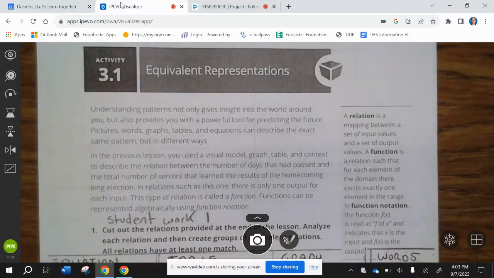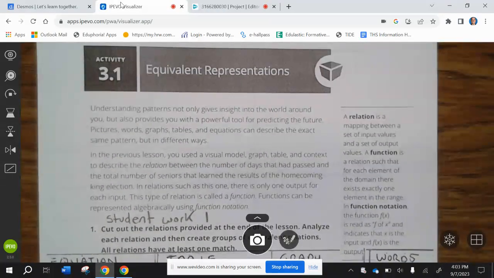Activity 3.1, Equivalent Representations. Understanding patterns not only gives insight into the world around you, but also provides you with a powerful tool for predicting the future. Pictures, words, graphs, tables, and equations can describe the exact same pattern, but in different ways. In the previous lesson, you used a visual model, graph, table, and context to describe the relationship between the number of days that have passed and the total number of seniors that learned the results of the homecoming king election. In relations such as this one, there is only one output for each input. This type of relation is called a function. Functions can be represented algebraically using function notation.